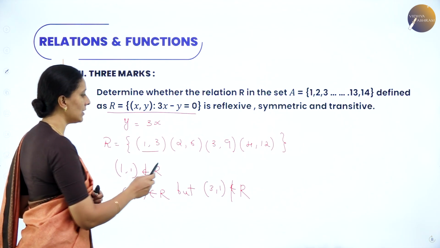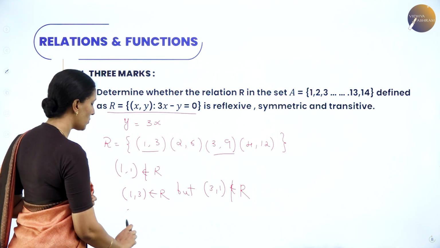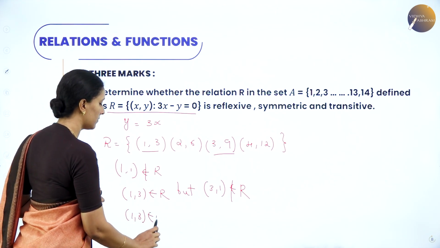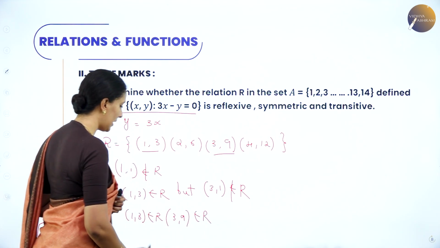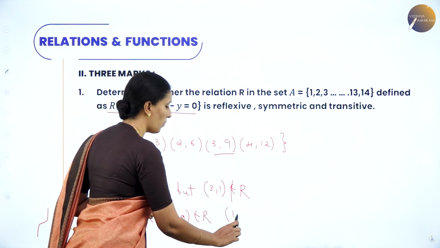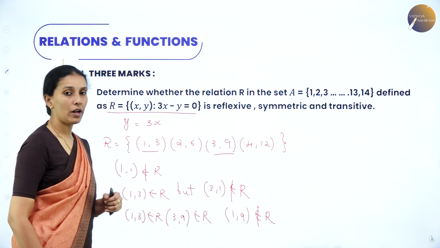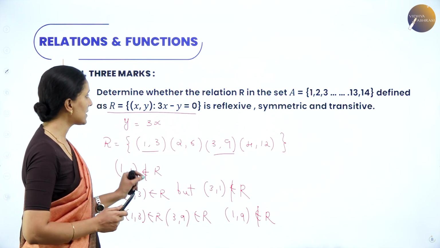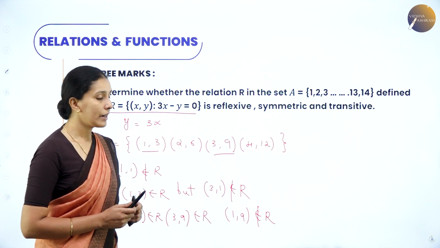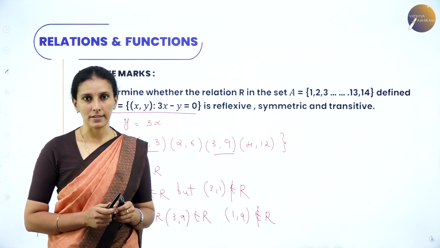So let me consider these 2 elements. Now (1, 3) belongs to R here. (3, 9) also belongs to the set R. But clearly you can see here (1, 9) does not belong to R. So therefore R is not transitive. So we can conclude that R is neither reflexive, nor symmetric, nor transitive.